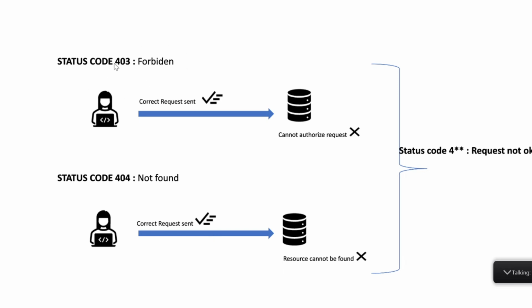Next, we have 403. 403 means that something is forbidden. In this case, your syntax might be correct, your authorization might also be correct, but that specific action that you want to do on the server side is not allowed. You are not allowed to create that specific resource on the server because you don't have enough authorization to do it. So you have authorization, but not enough authorization to perform that specific action on the server side.